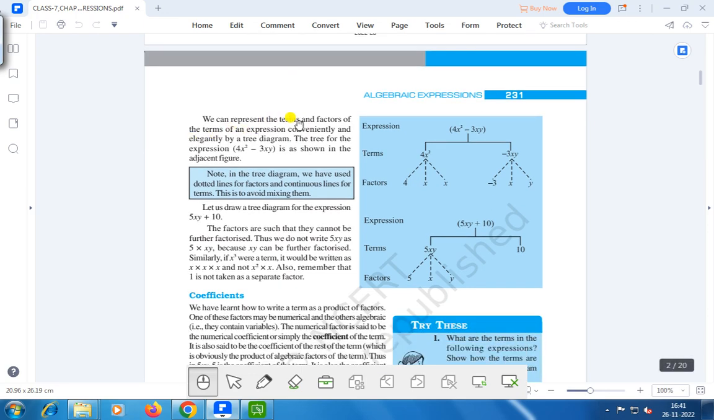We can represent the terms and factors of the terms of an expression conveniently and elegantly by a tree diagram. The tree for the expression 4x square minus 3xy is shown in the adjacent figure. Here you see 4x square minus 3xy. 4x square can be written as 4 into x into x, and minus 3xy can be written as minus 3 into x into y. Here the expression 5xy plus 10: 5xy, that is 5x and y, and 10. This is 10, and it will be added to get the expression.